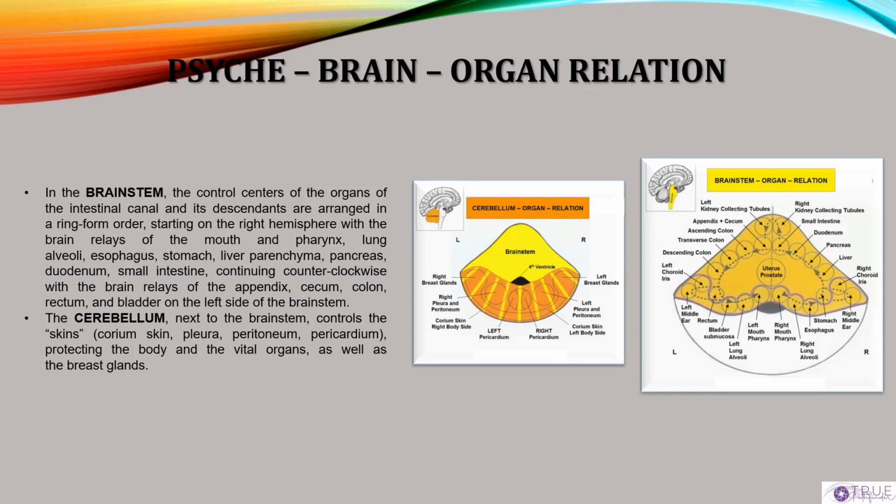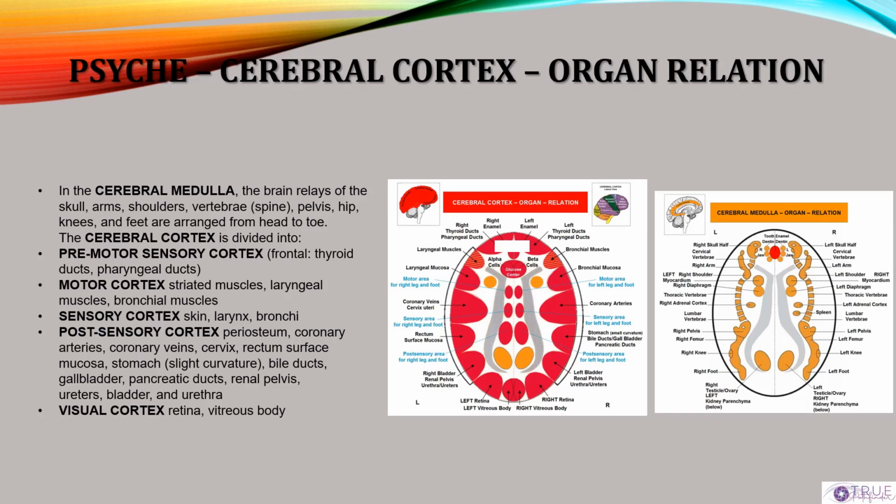The cerebellum next to the brainstem controls then the so-called skins, so the corium skin, the pleura, the peritoneum, and the pericardium, which protect your body and the vital organs, as well as the breast glands. In the cerebral medulla, the brain relays of the skull, arms, shoulders, vertebrae, pelvis, hip, knees and feet are also all arranged from head to toe.